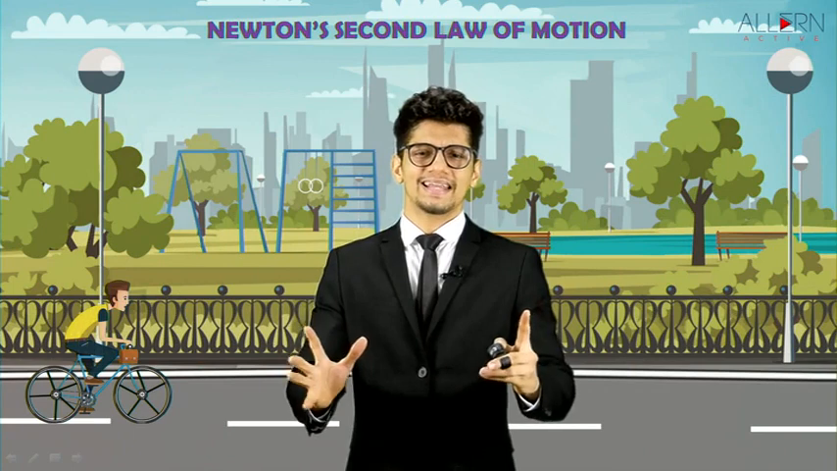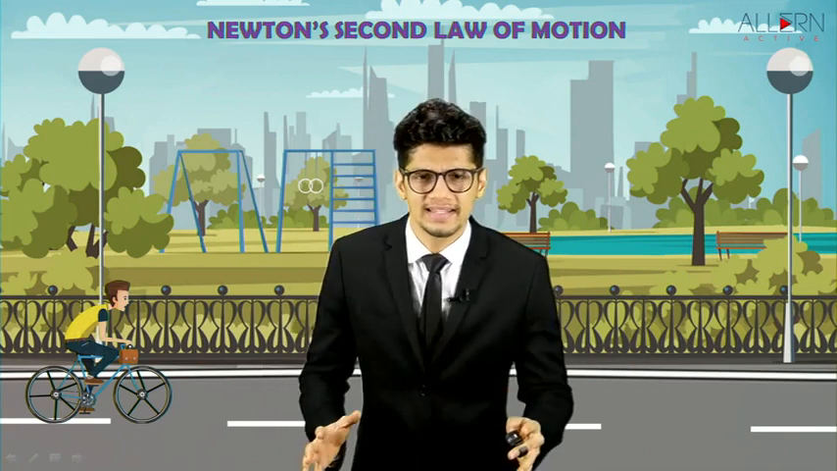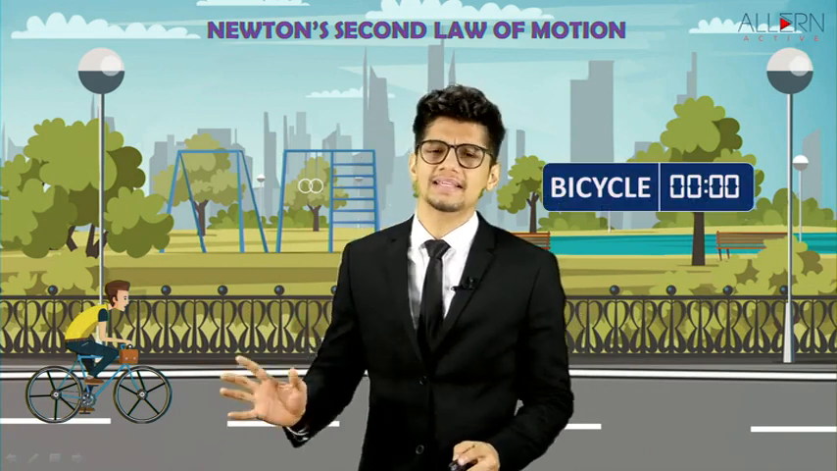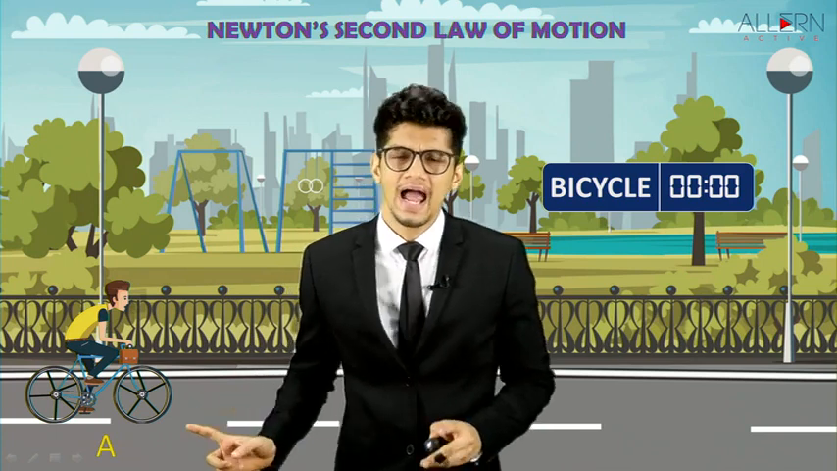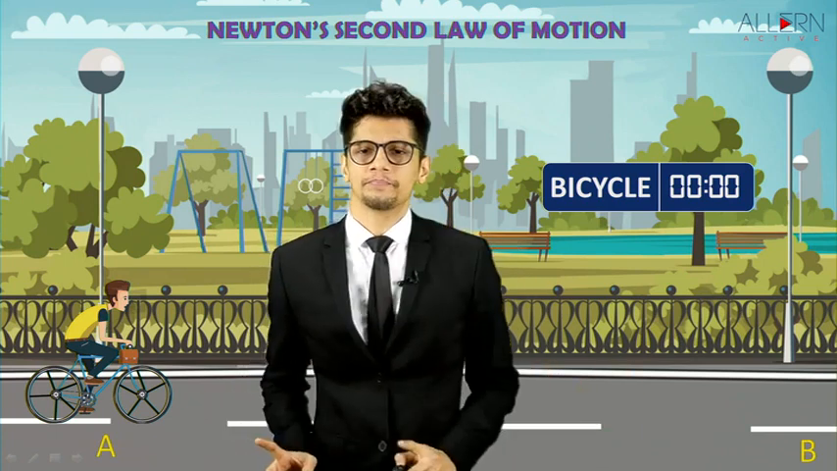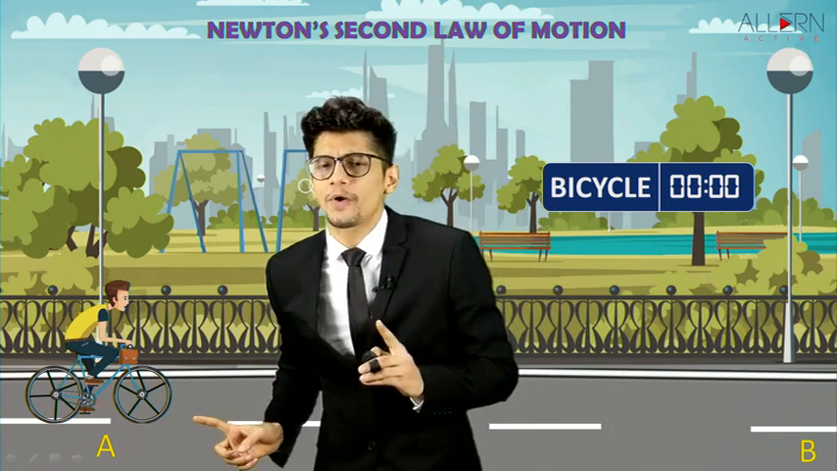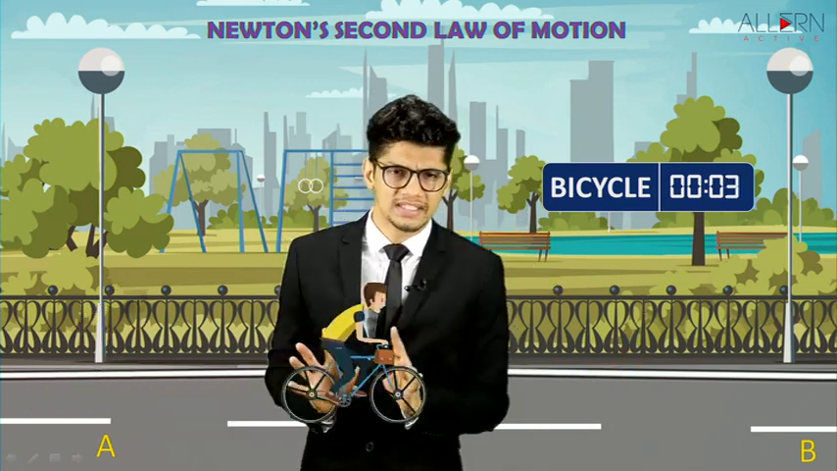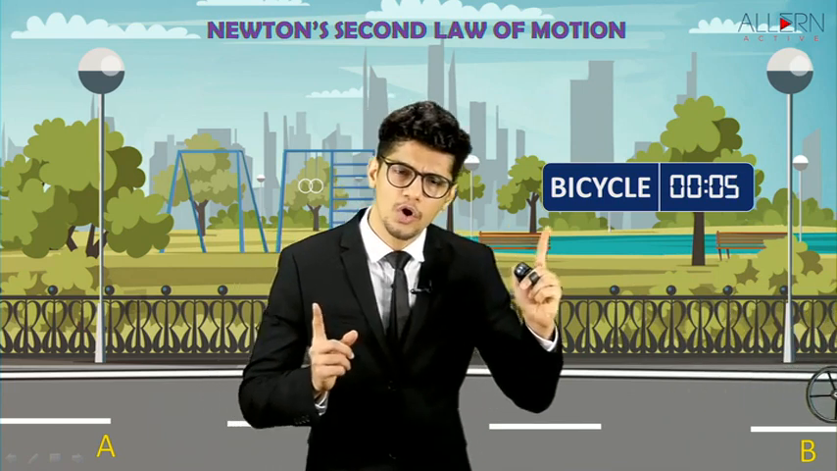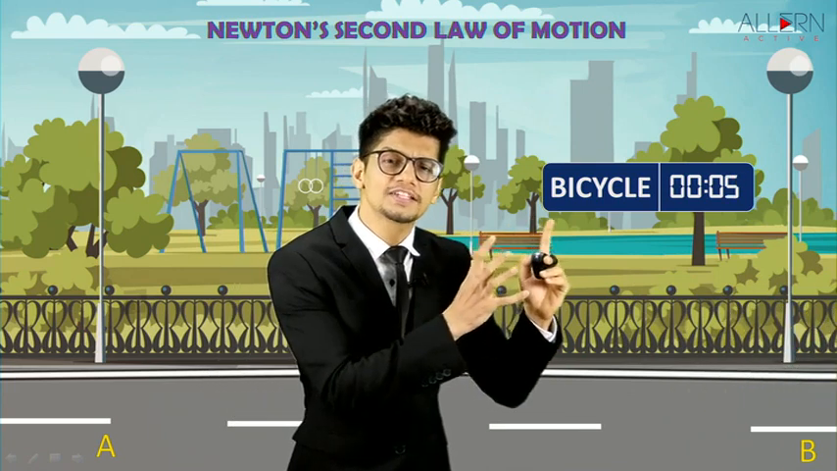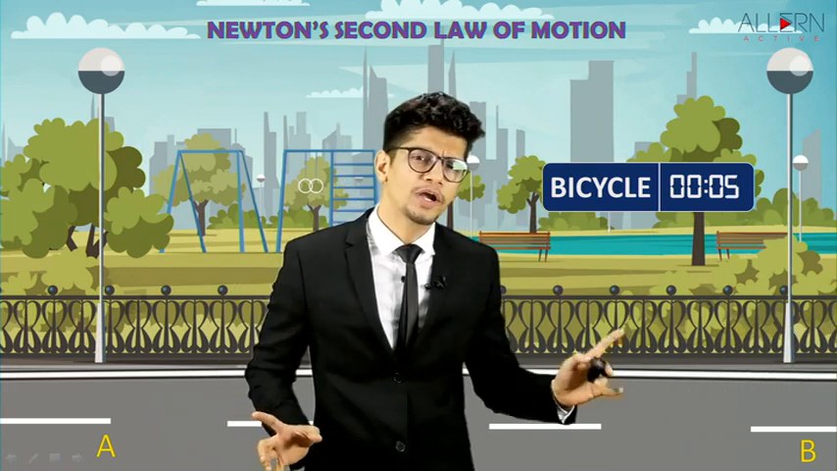Now we are ready to understand Newton's second law of motion. So let us take an example once again. Let us say a cyclist right now is at point A and he wants to reach point B. Let us see how much time this bicycle will take to reach from point A to point B. Let us start its motion. Now if you see the clock, it takes 5 seconds to reach from point A to point B.